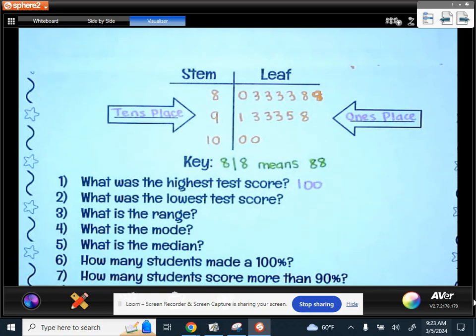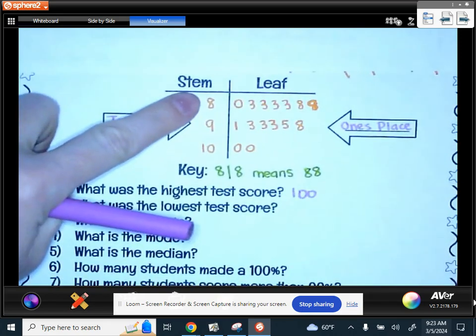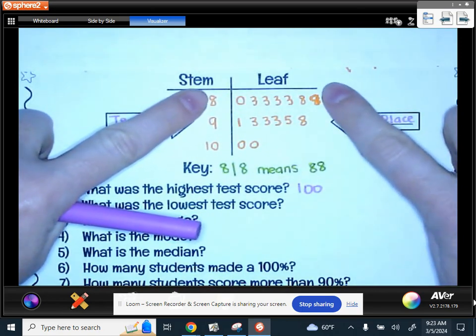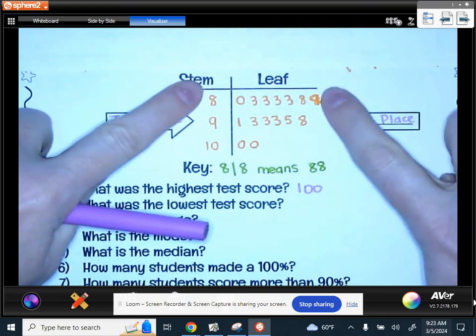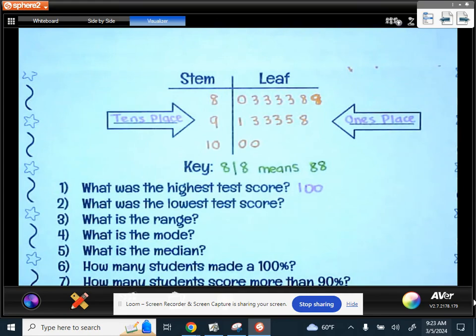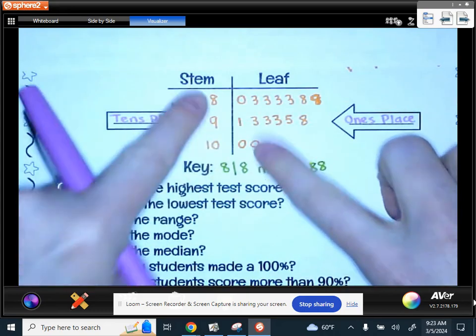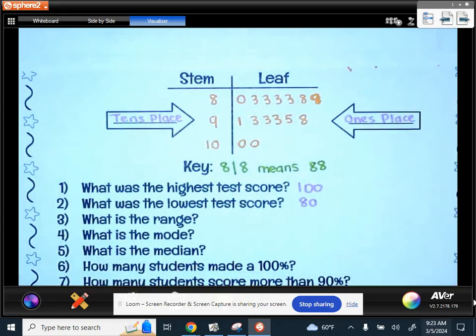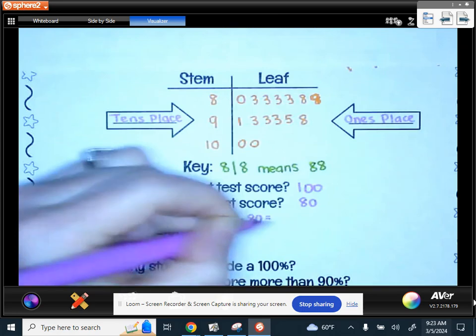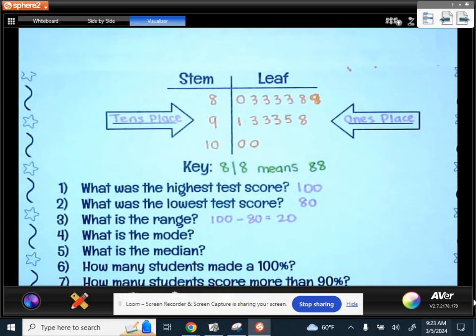For the lowest score, again, you're going to look at your lowest stem and the lowest leaf on that stem. Some people look over here and they see 89, and for some reason they think that's the smallest, but we've got to look all the way to the smallest leaf. So 80 was the lowest test score. If we know the highest and we know the lowest, then we can find range. Remember, range is your highest minus your lowest. So that would be 100 minus 80, which equals 20. So our range would be 20.